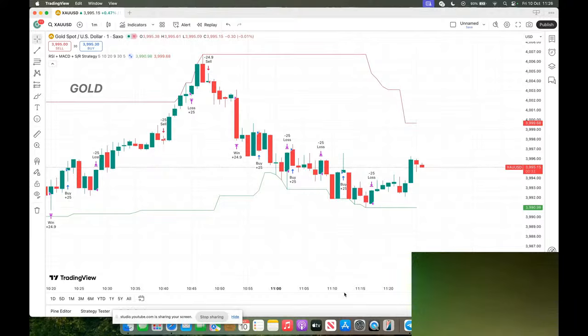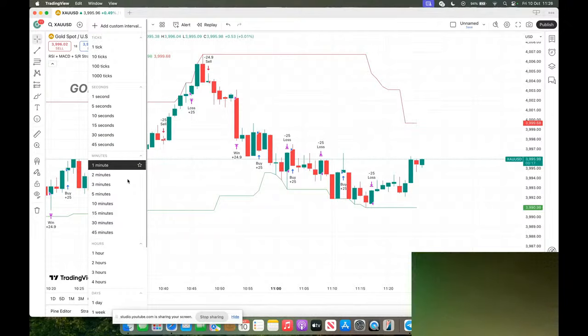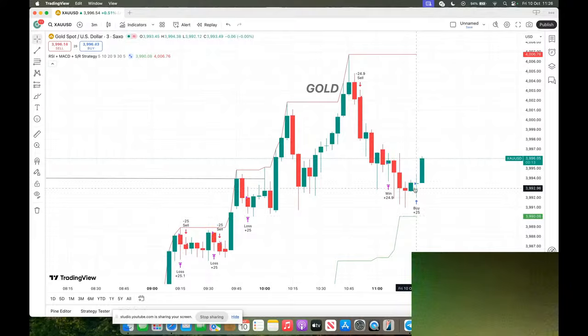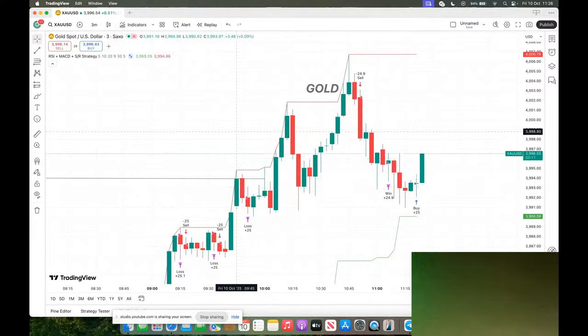One more trade. Let's recover. One more trade. Hold on. Let's see what happens. It's not giving us entry here. This buy was very valid. Very valid buy here.